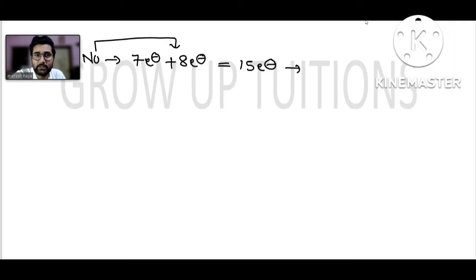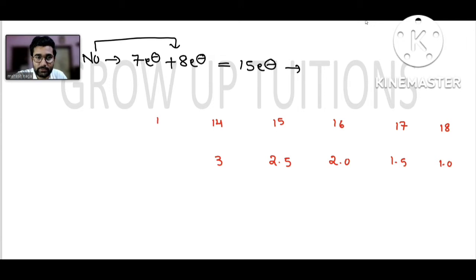Now let us come to the tricks to calculate the bond order. Here you have to remember one concept: if the number of electrons is 14, the bond order is 3. If the number of electrons is 15, the bond order is 2.5. If the number of electrons is 16, bond order will be 2.0. If it is 17, 1.5. If it is 18, 1.0. There is a decrease of 0.5 from 14 to 18.